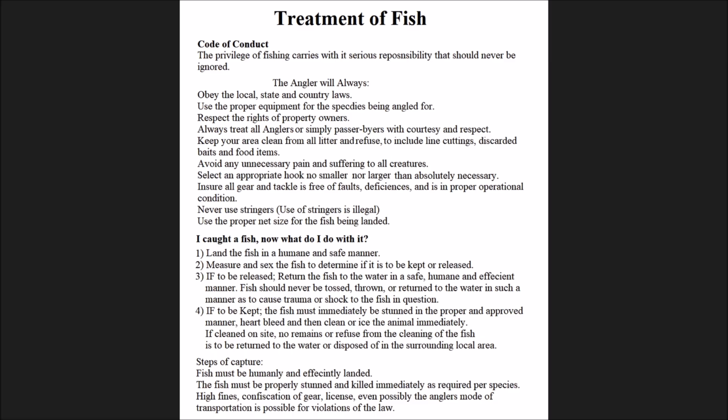If to be kept, the fish must immediately be stunned in the proper and approved manner. You've got to take a club and whack it over the head. Heart bled, and then clean or ice the animal immediately. Heart bleed means at that point I've stunned him. I take my knife, I run it through the gill openings, I press down, pull back, and cut the heart of the fish so that it bleeds out.